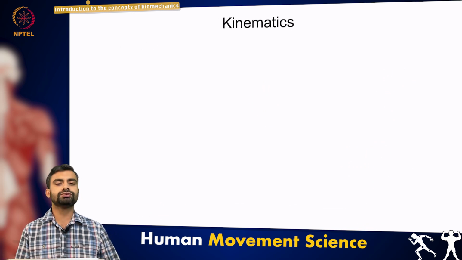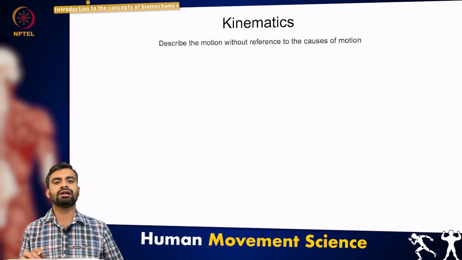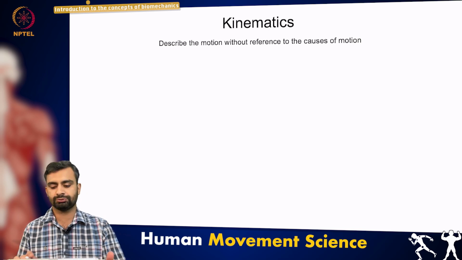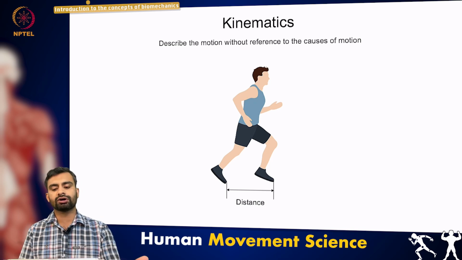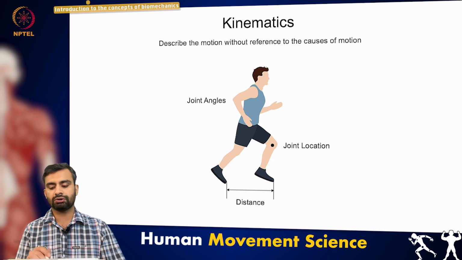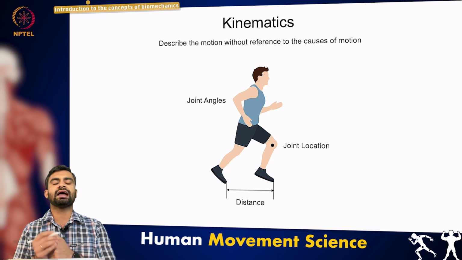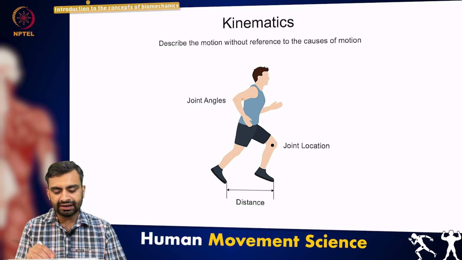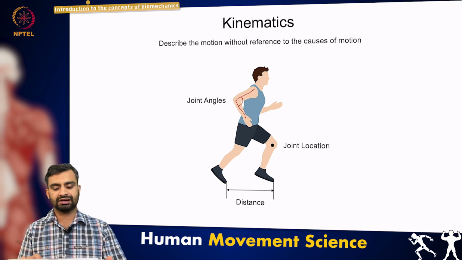Now let us move towards the concept of mechanics. First we will start with kinematics. In kinematics, we describe the motion without reference to the cause of motion. For example, here we are talking about distance, but we are not talking about how we reach that particular distance, or the location of a joint. The location of a joint will change due to the action of muscles on the skeletal system. Similarly, the joint angles, the angle between two segments of the body, are dependent upon the muscular action.